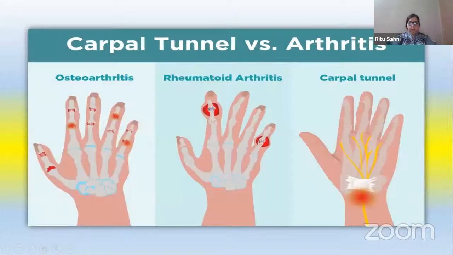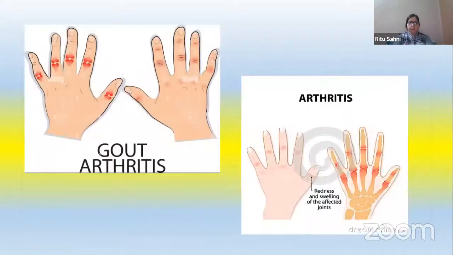And this is carpal tunnel versus arthritis. In osteoarthritis, there are degenerative changes of the joints with morning stiffness. In rheumatoid arthritis, there is inflammation in the joints, and in carpal tunnel syndrome, there is swelling near the carpal tunnel. So these are the things which we see in our patients, with mix and match symptoms of osteoarthritis, rheumatoid arthritis, or carpal tunnel syndrome. And this is gout arthritis. You can see it here, redness and swelling of the affected joint.